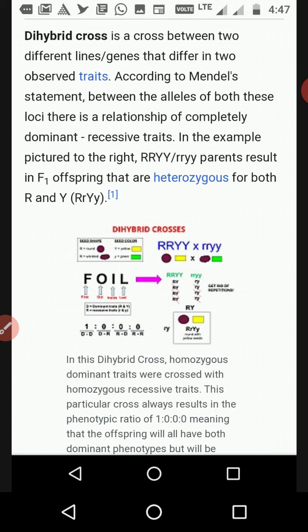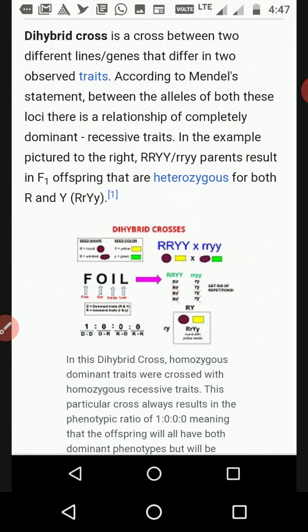Clear? And whenever we study the F2 generation, there will be some homozygous and some heterozygous, some pure breed, and some called mixed breed or hybrids. That word is heterozygous, another word is hybrids. Clear? You have to learn all the terms, and questions will be asked according to the terms.